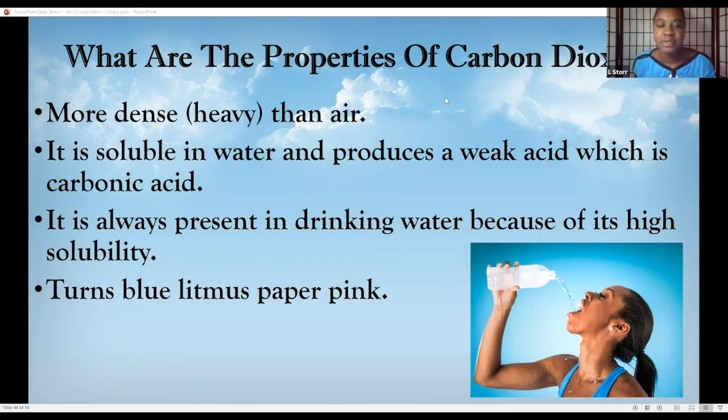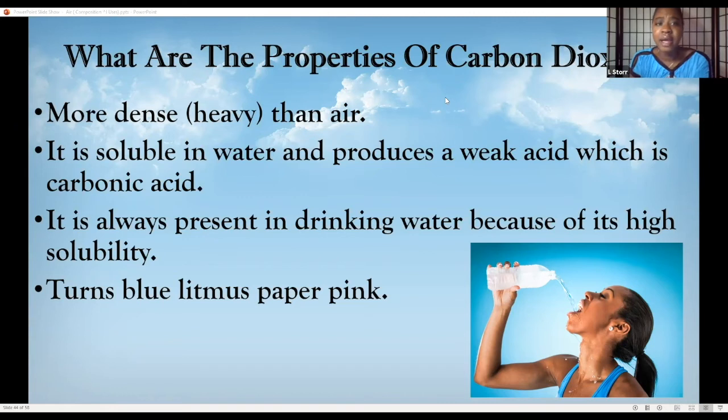Okay, Omarion. So remember yesterday we learned about the litmus paper. We said blue litmus paper turns pink or red in acidic conditions, and red litmus paper turns blue in alkaline or basic conditions. If you test something to figure out if carbon dioxide is in it, it would turn blue litmus paper pink. The reason is because carbon dioxide produces a weak acid, and blue litmus paper tests for acidic conditions.